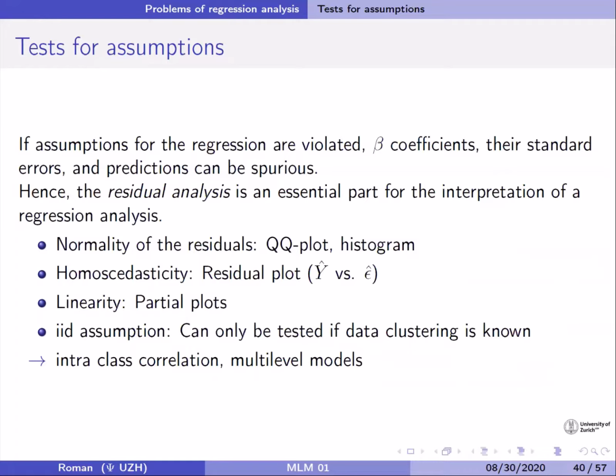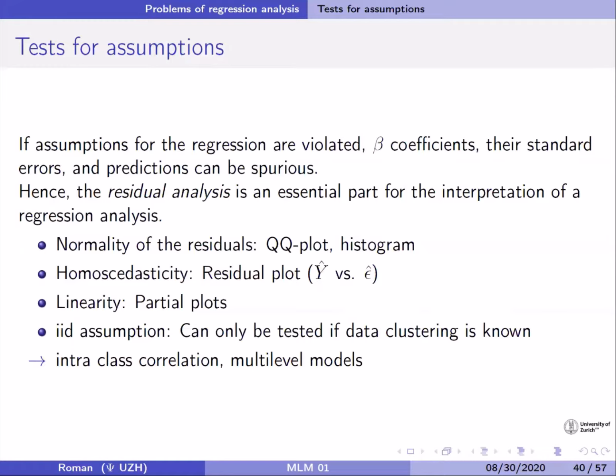Homoscedasticity is assessed with a residual plot. We look at predicted values and residuals. What we're looking for is a constant variance across the predicted values of the residuals here. Linearity. We can just look at plots of the relationships between variables to assess for linearity.